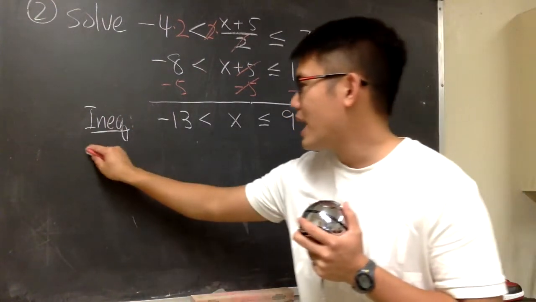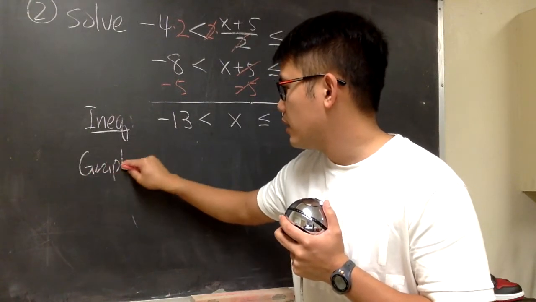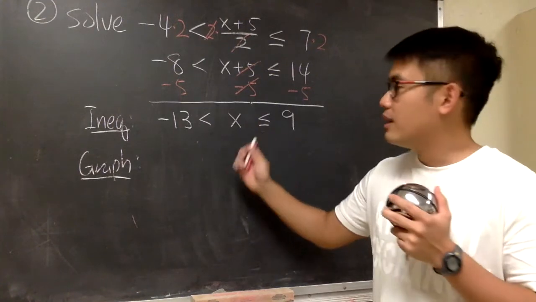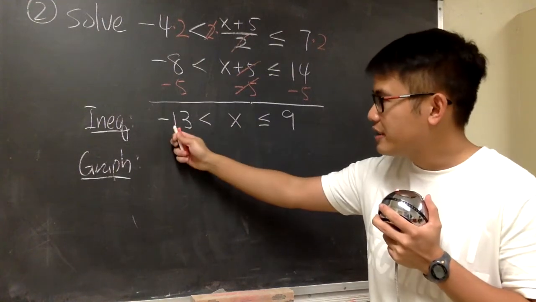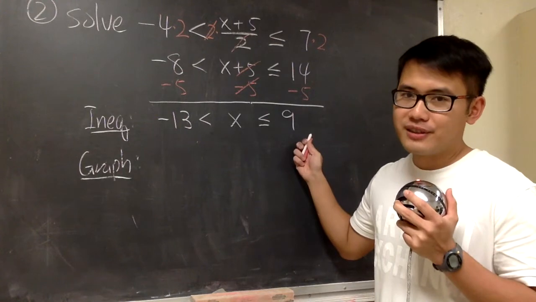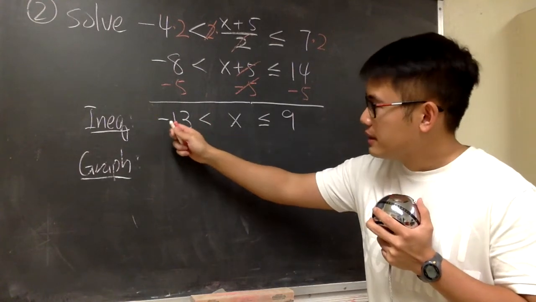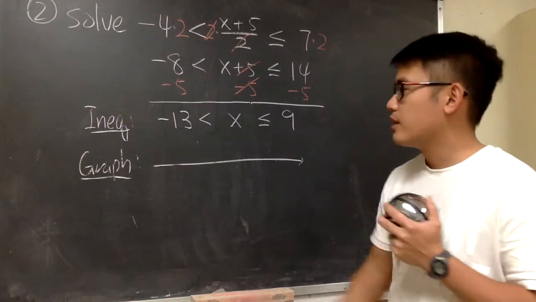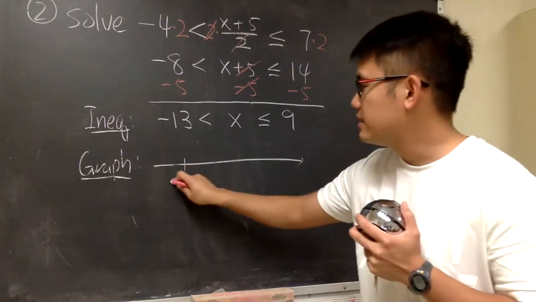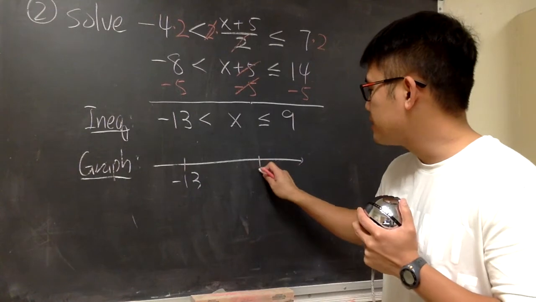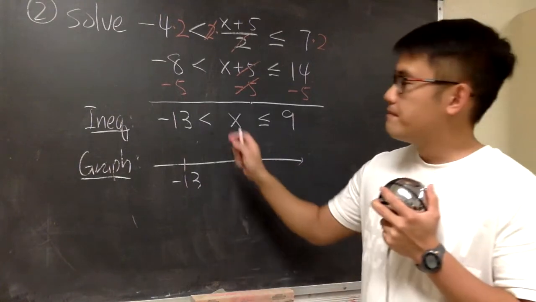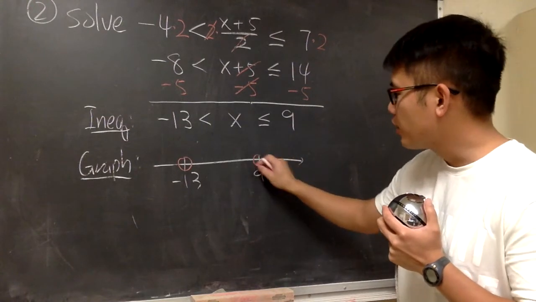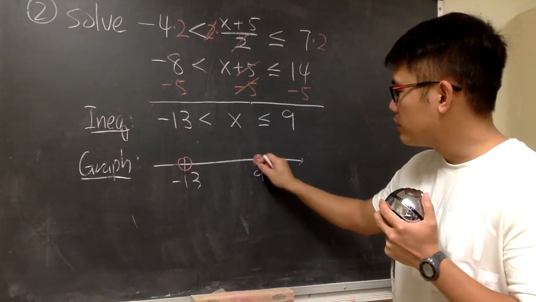And now let's look at the graph. For the graph, in this case, as you can see, this is how we read it out loud. x is in between negative 13 and positive 9 for the answer, not including negative 13, but including positive 9. And for the graph, put on this and that. Let's say this is negative 13, and this right here is positive 9. Not including negative 13, so open circle. Including positive 9, so closed circle.